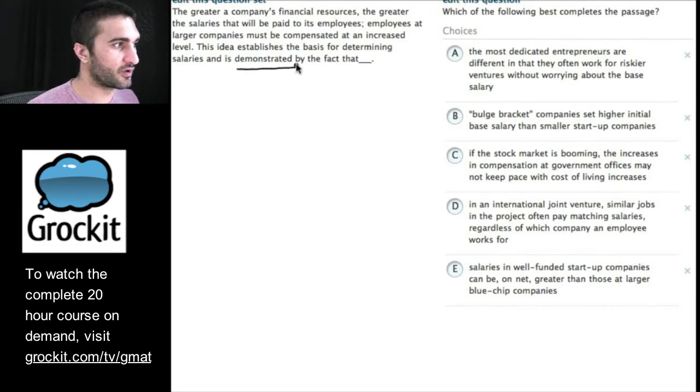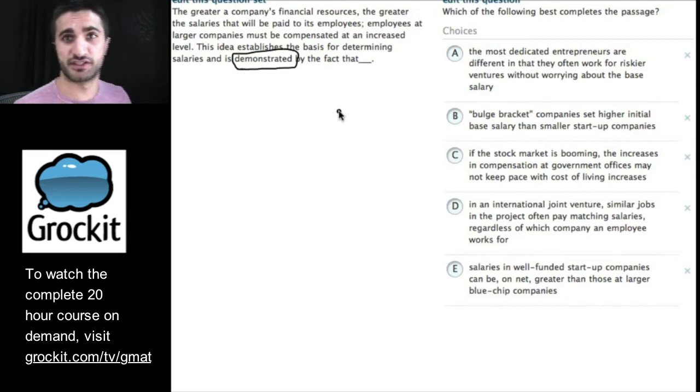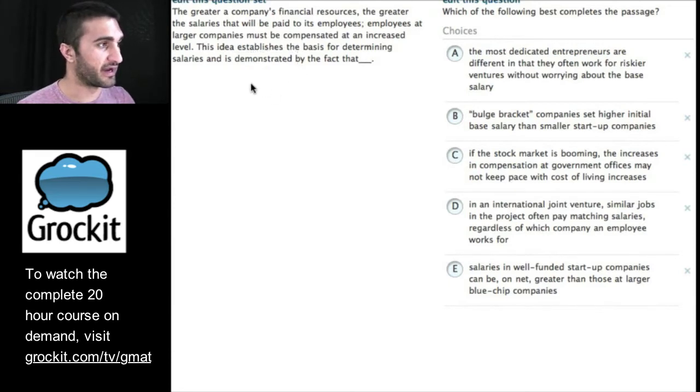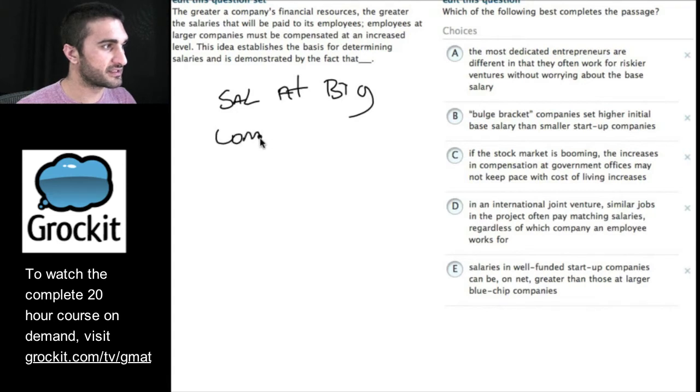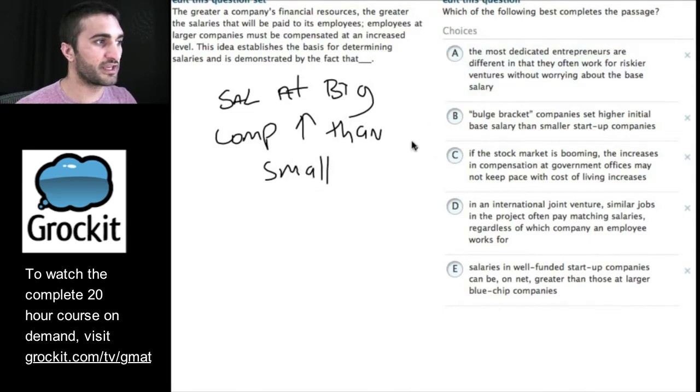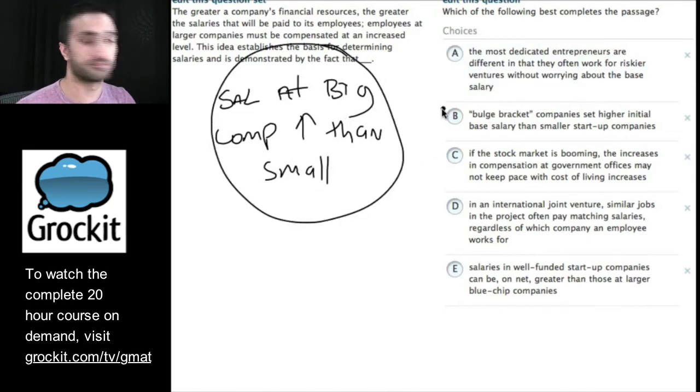Okay, so this is the word that I like here, demonstrated. One of these answer choices is going to demonstrate the issue brought up in the paragraph. And what was brought up? What was brought up was that salaries at big companies, employees at large companies must be compensated more than at small ones. We're looking for something that demonstrates this point.